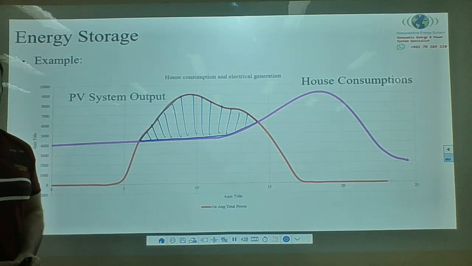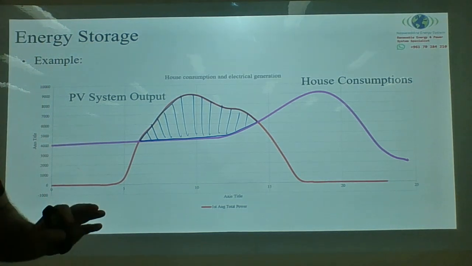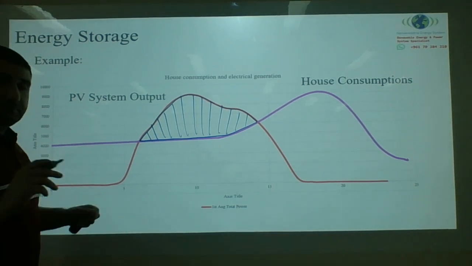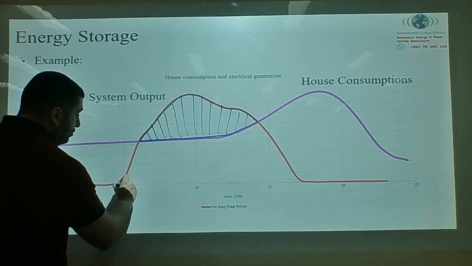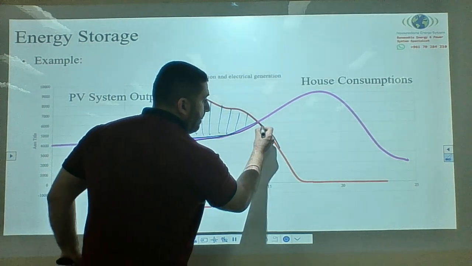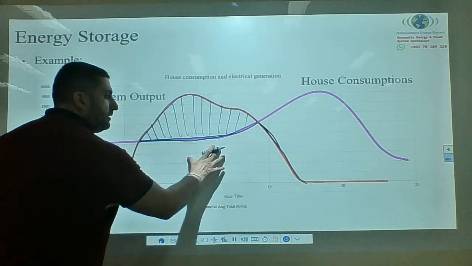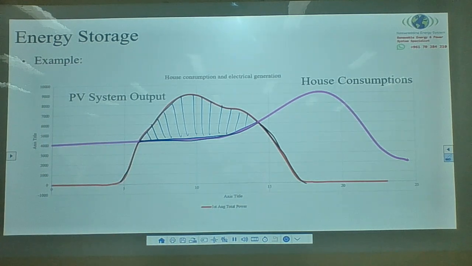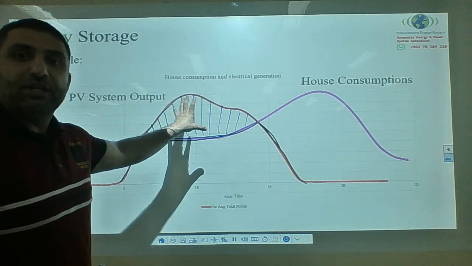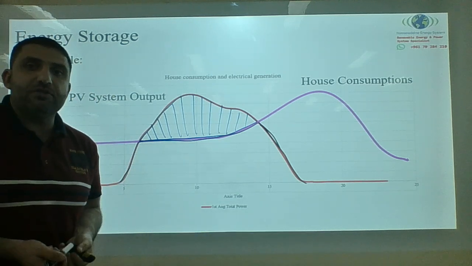If I don't have grid injection, and I have no energy storage, my solar system output will be represented by the black one, like this. This will be my electric generation. This will be lost. This will be cut by the maximum power point tracking algorithm embedded inside your inverter. That's why, hey, I don't want to lose it.